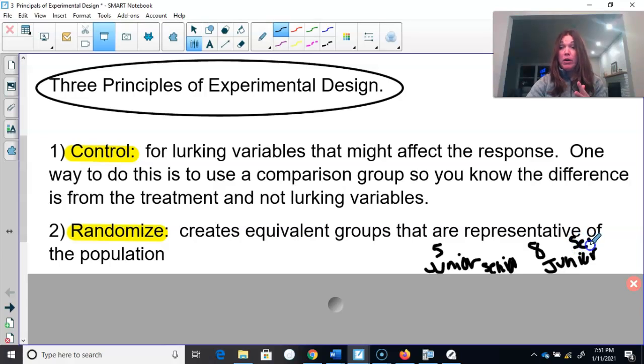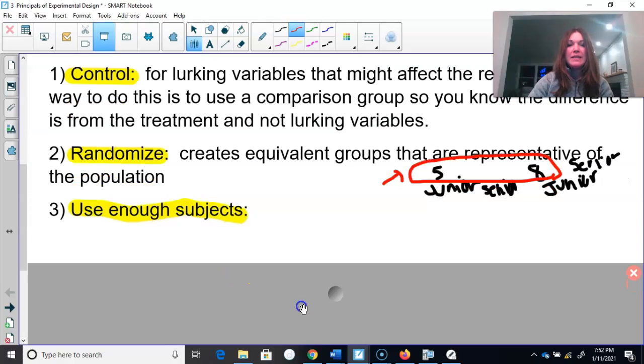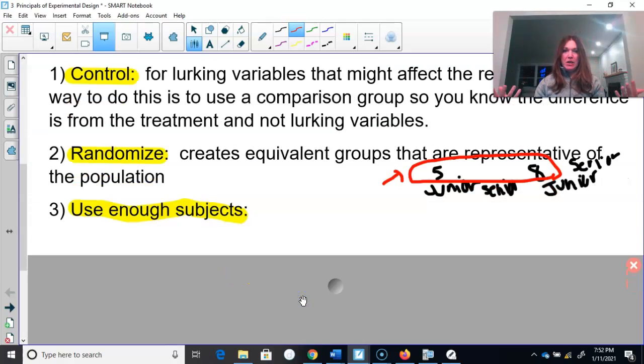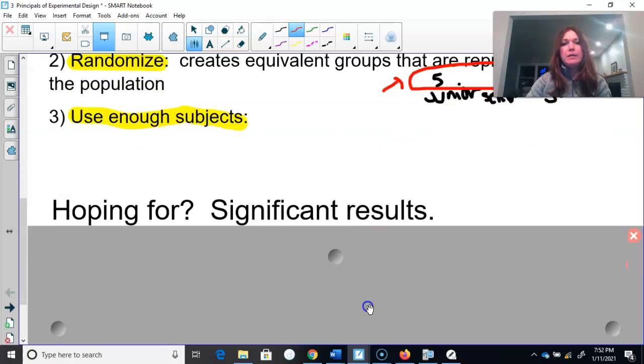Again, we want to know that the response is because of the treatment here, how many hours of sleep you got, and not because one group had a ton of juniors in it and maybe they responded differently, okay? All right, randomize. Last one, use enough subjects. That's very important so we can trust our results. As we increase our sample size, our variation goes down, and that's really important in statistics.